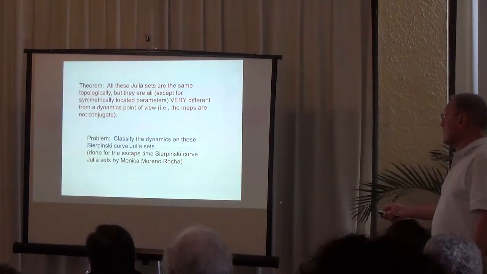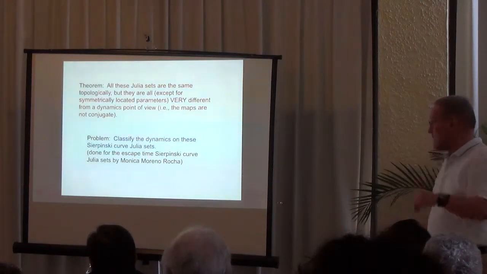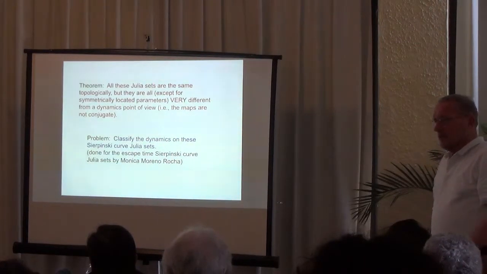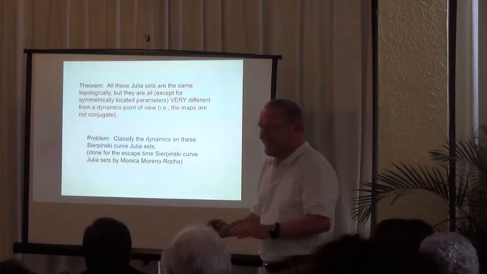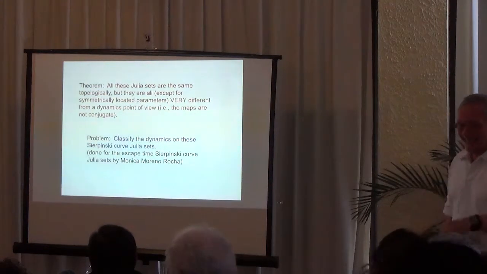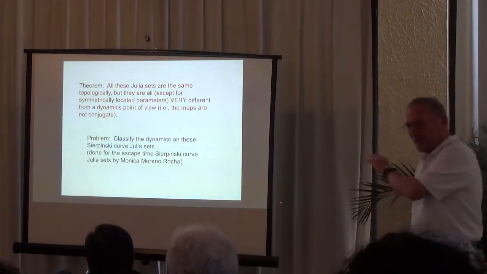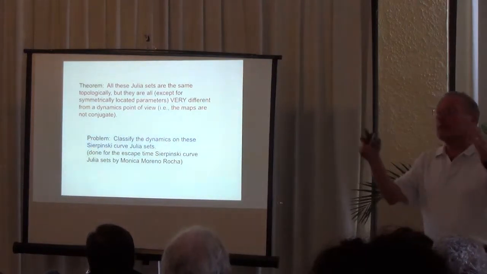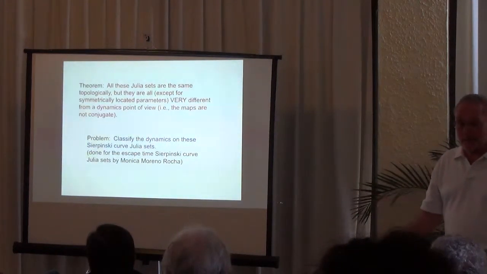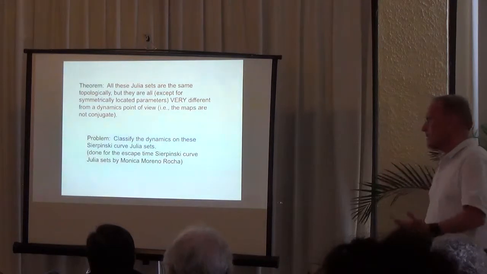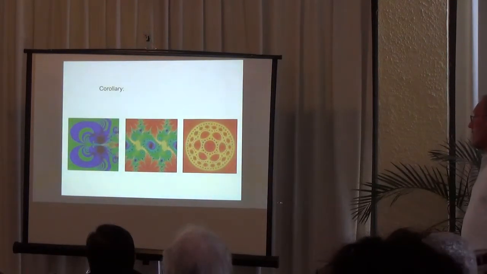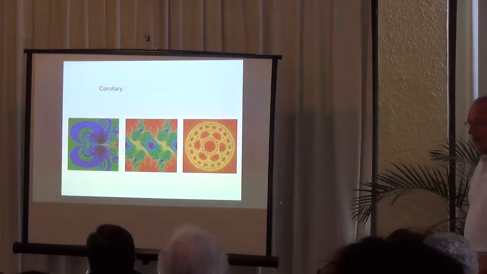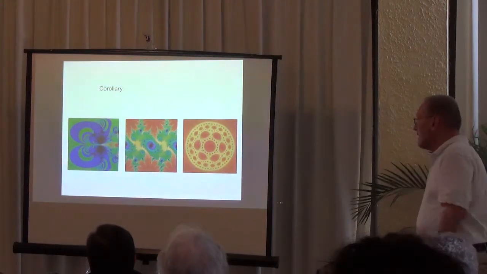And this was actually done for the escape time Sierpinski curves by Wanner. I think she did that for escape time. She gets the curves, but there are all sorts of interesting curves that arise. What makes them different? We don't know that. Okay, so I started with one theorem, I'd like to end with a corollary.